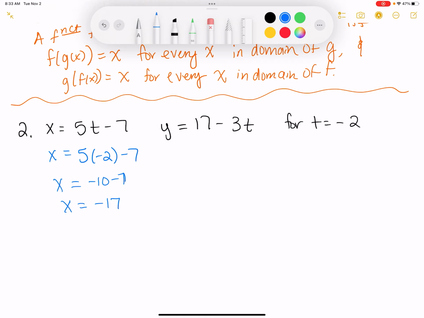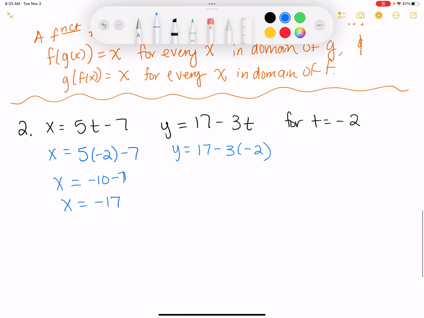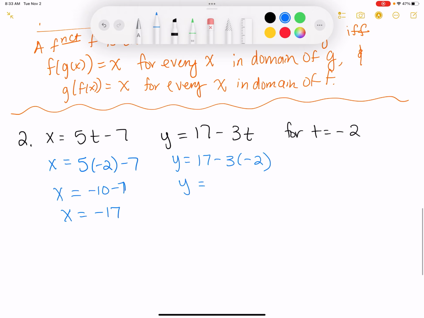I like it. This is like a review of pre-algebra. And y is equal to 17 minus 3 times negative 2. So y is equal to 17 plus 6, so y is equal to 23. And then you write your final answers in ordered pair, negative 17, 23.